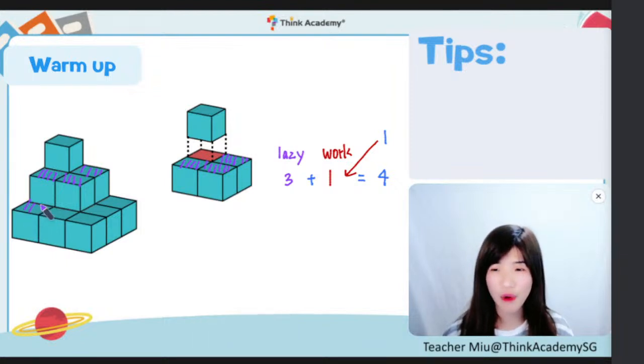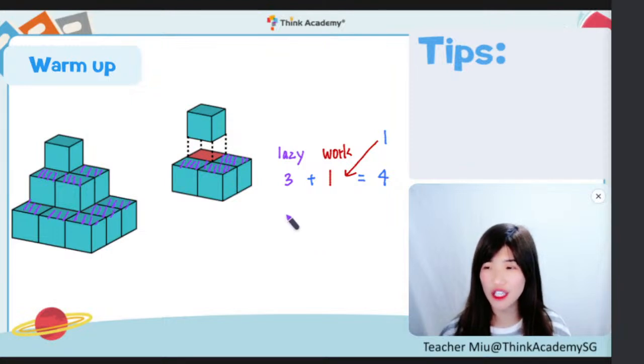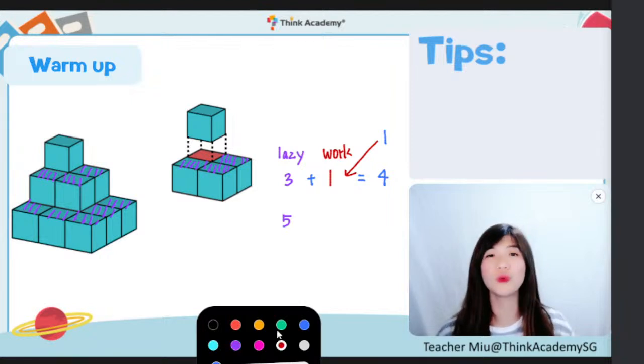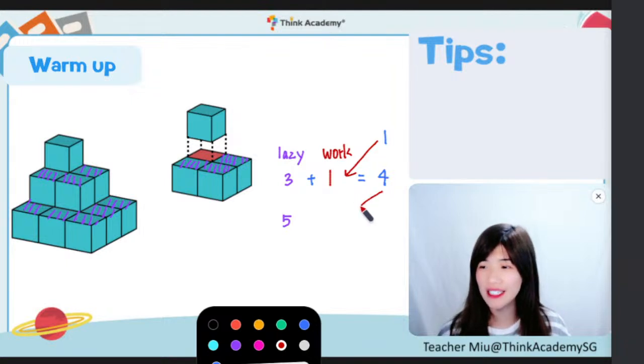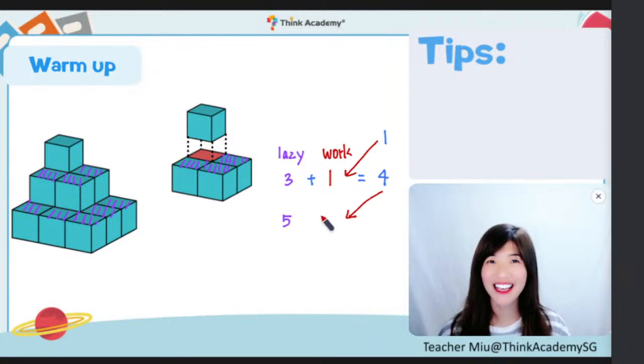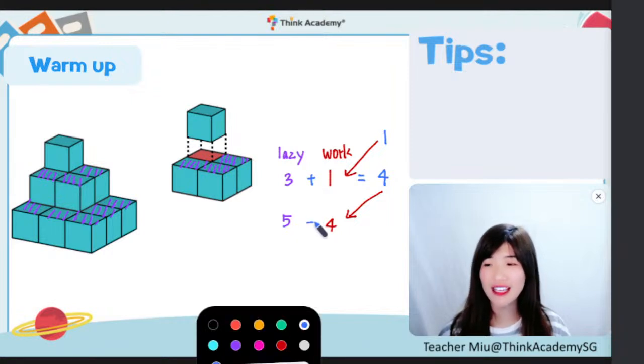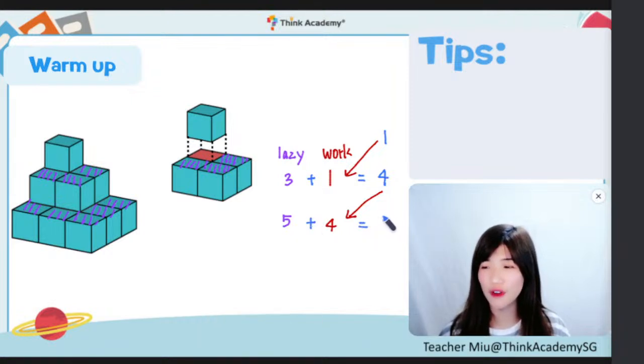We have 1, 2, 3, 4, 5 lazy cubes that we can see. And also the working cubes, which we cannot see but are supporting the upper layer. Those should be 4. Altogether, there shall be 9 cubes for the third layer.